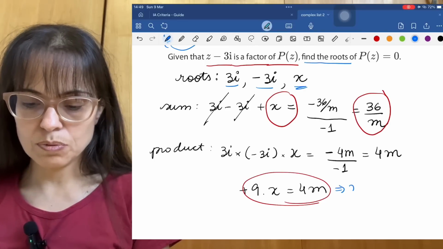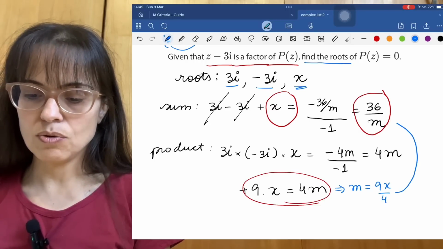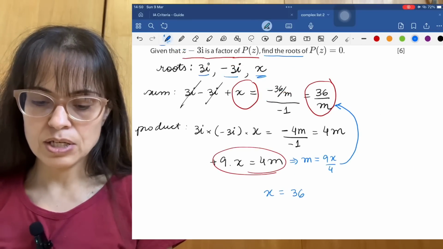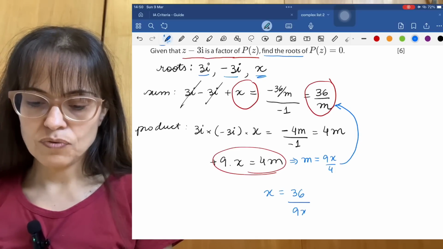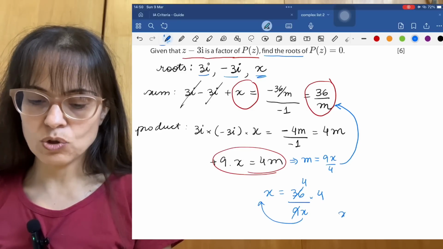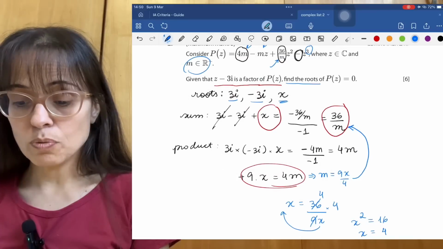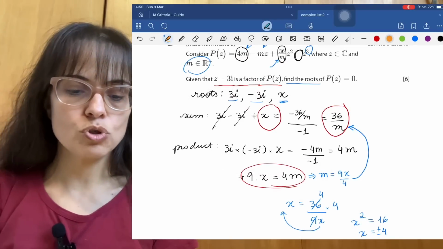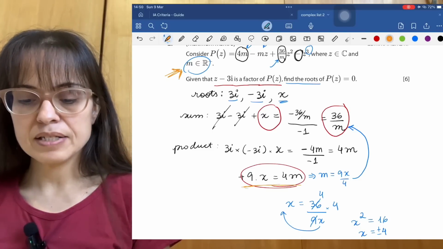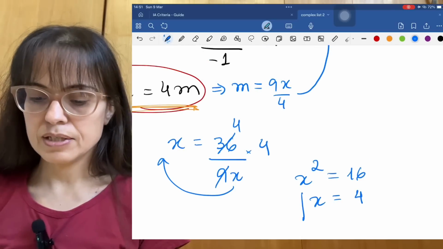Okay, so I'm just going to substitute m equals 9x over 4 into this equation over here, which is going to give me x is equal to 36 over 9x over 4. This cancels with that. It's 4, so x goes over there. x squared is equal to 16. x is equal to, well, plus or minus 4. But now I'm going to have to decide between those two because it told me that m is positive. And this is telling me that x and m have the same sign, so x is positive as well. There you go. x is equal to 4.